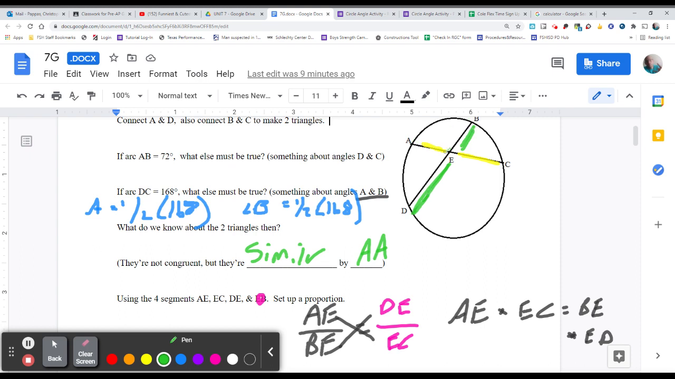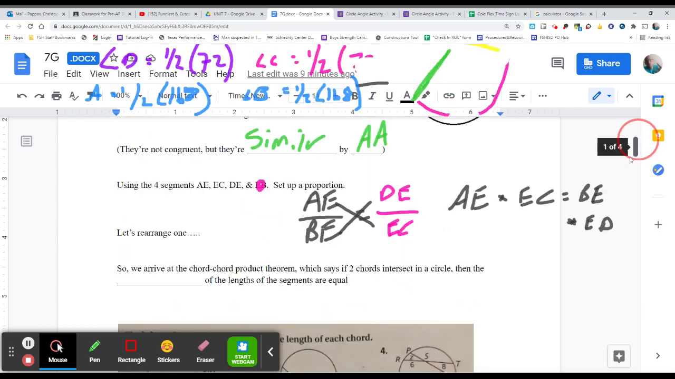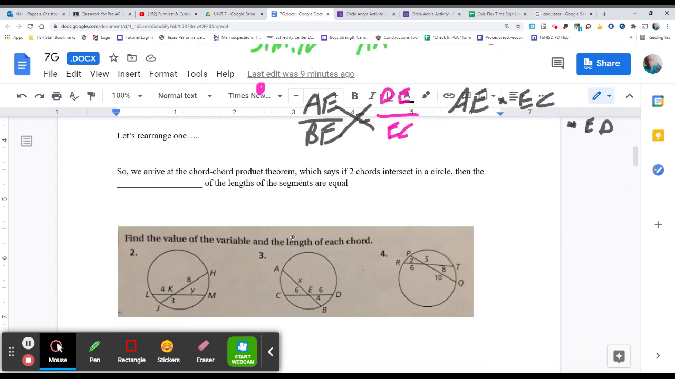So this piece times this piece is equal to this piece times this piece. And that's called the chord product theorem right there, okay? So the chord product theorem says if two chords intersect in a circle, then the products of the lengths of the segments are equal, okay? Products means multiply.